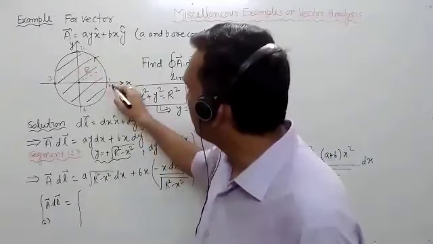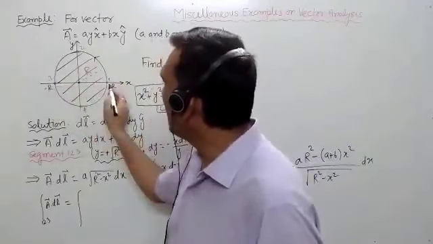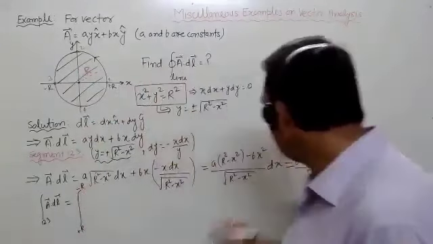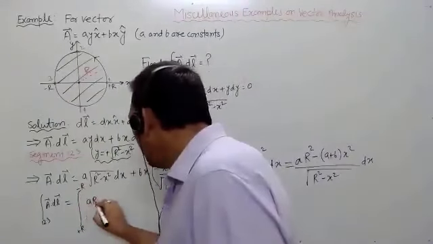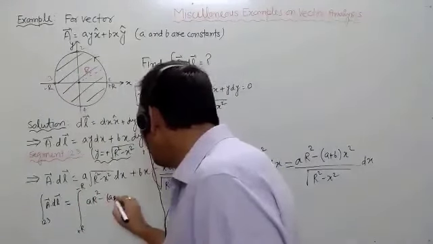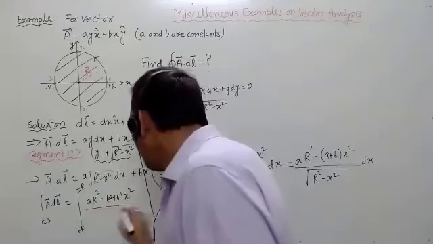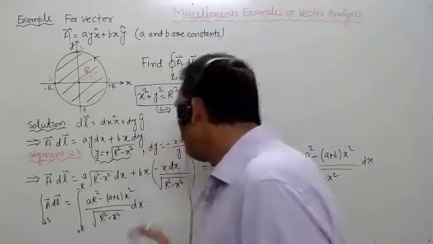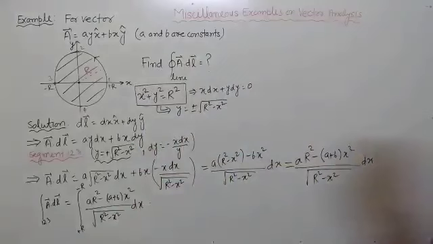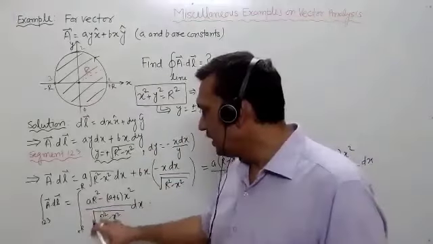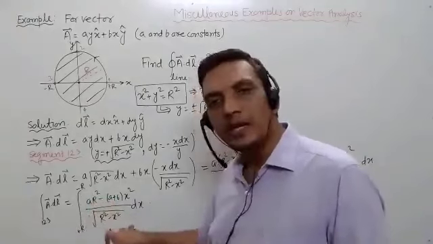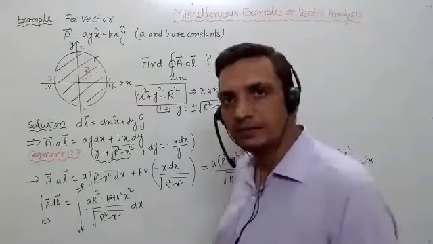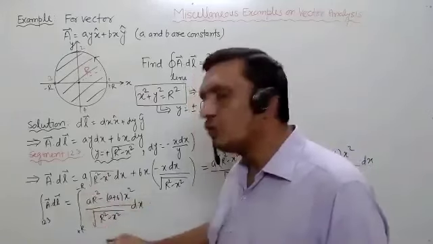At this point x is plus r and this is minus r. So the limit of x is plus r to minus r, and you have these two terms, a r square minus a plus b x square by root r square minus x square dx. Finally, you have to integrate this. So you have to see these integrals: one is 1 by root r square minus x square, and the other is x square by root r square minus x square. You must know how to integrate these.